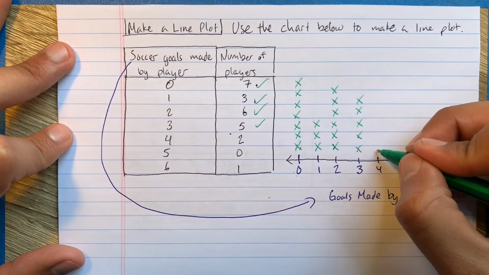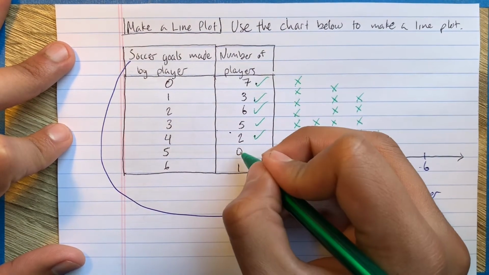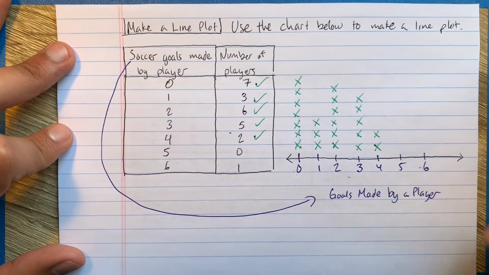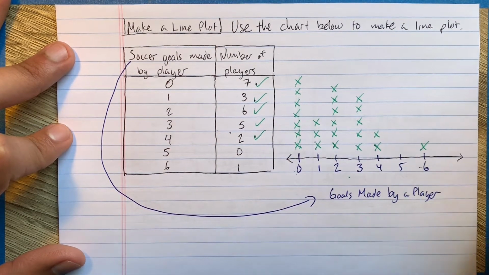2 players made 4. No players made 5, so I'm not going to include anything there. And then 1 player only made 6.